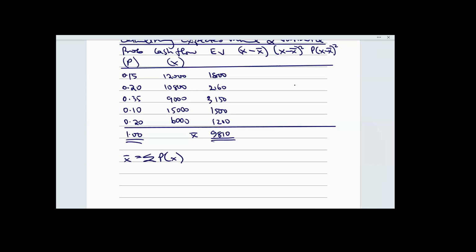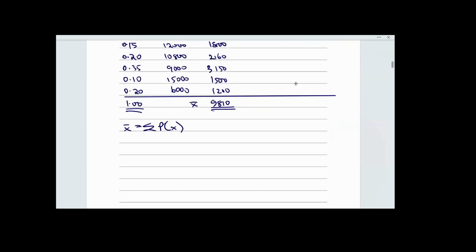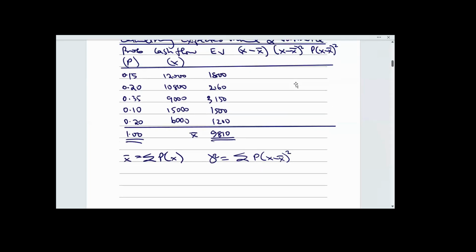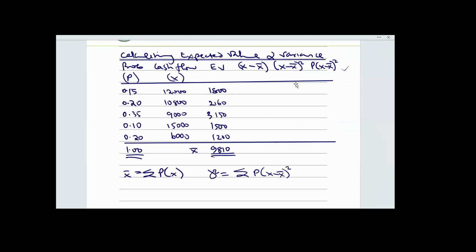So this 9,810 will be for year 1, year 2, year 3, up to year 6, the same amount, because they are mutually independent. So to now get the variance, you know that variance is calculated as the summation of probability of x minus x bar squared. And this formula is what we extended today to get to this point.